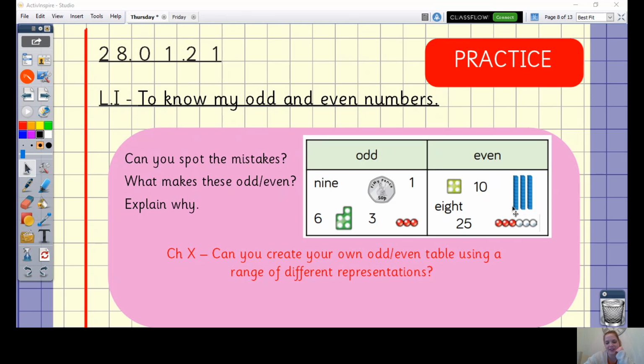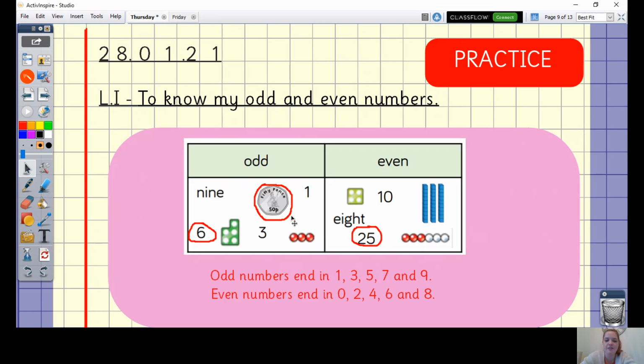Okay, so let's share the answers then to see if you were able to spot those mistakes there. Okay, so the mistakes in this table was the 50p. Remember, even numbers end in 2, 4, 6, 8, and 0. Remember, 50 ends in a 0. That needs to be in the even column. Now, also the number 6 is an even number, so that should be over on the even side. And then the last mistake was this number here, 25.